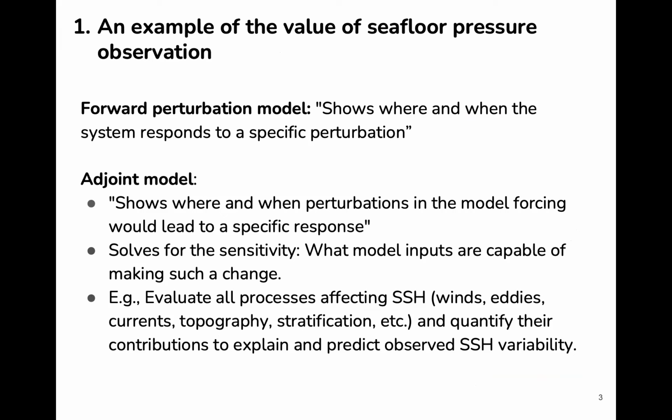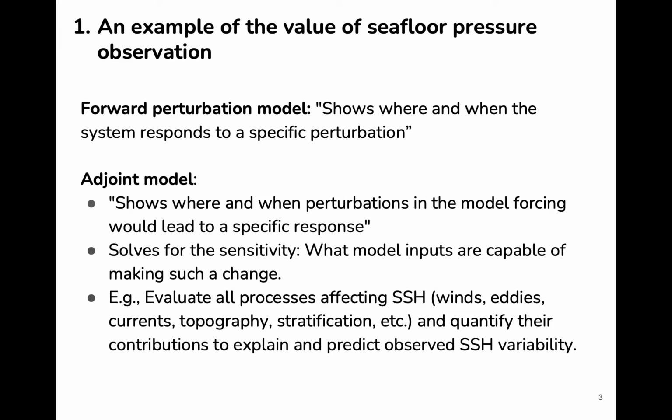So for those who don't know what an adjoint model is, we usually have a forward perturbation model, which essentially we perturb the model or the equations or the numerical equations with some perturbation, and we see what happens, right? So these models show where and when the system responds to a specific perturbation. So this can be the wind blowing or a pressure gradient or etc. Heat fluxes. I don't know. Adjoint models, on the other hand, they show you where and when perturbations in the model forcing would lead to a specific response, right? So this is kind of another way.